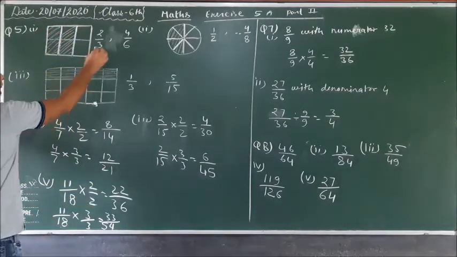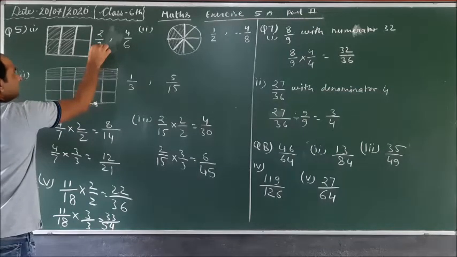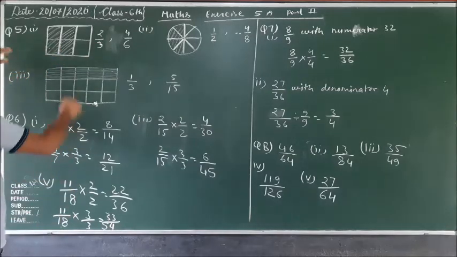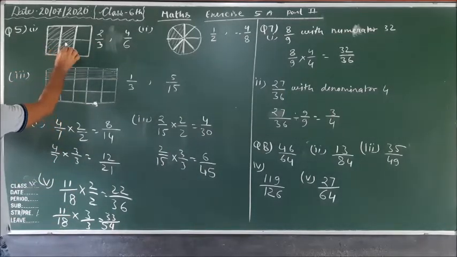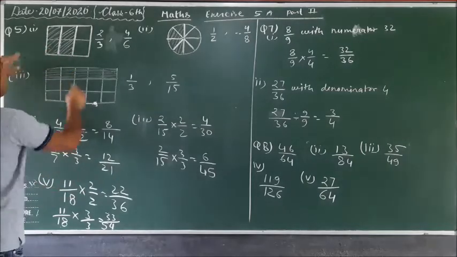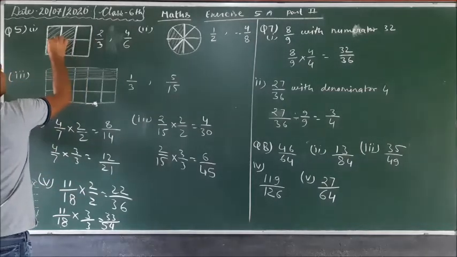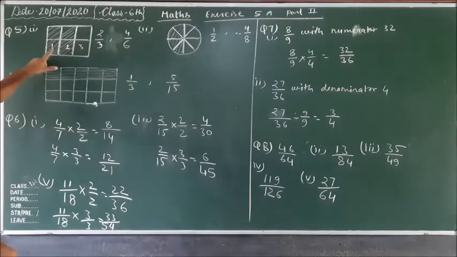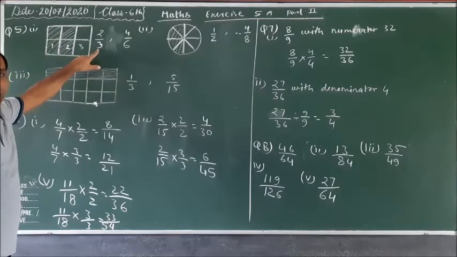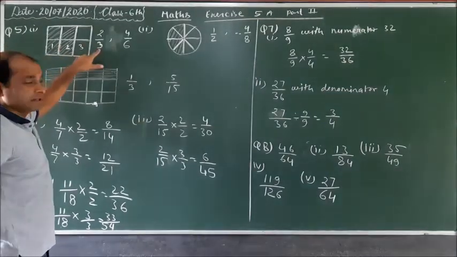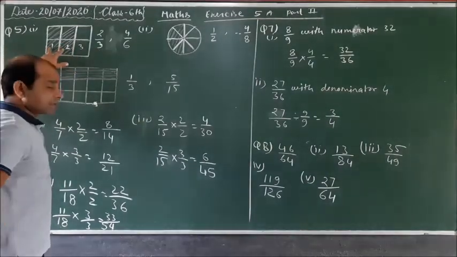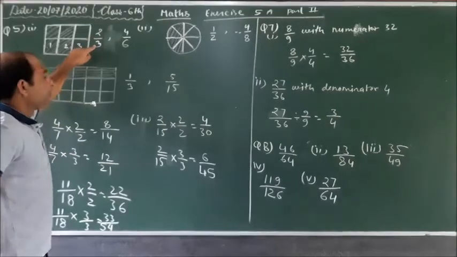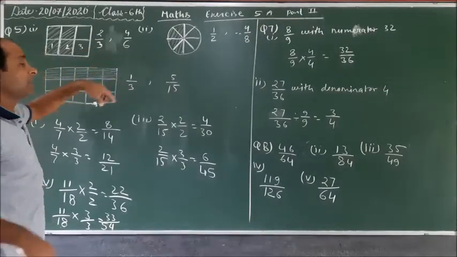So we write 3 in the denominator, and in 3 parts, 2 parts are shaded. 3 parts are total, so we write 3. 2 parts are shaded, so we write 2 upon 3. Now the next equivalent fraction.